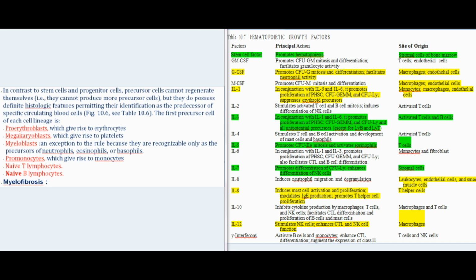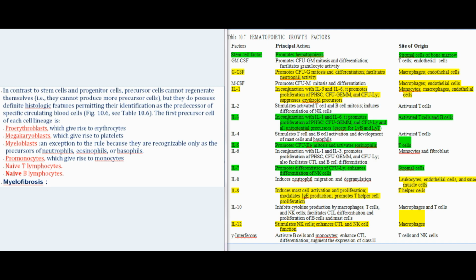see Table 10.6. The first precursor cell of each cell lineage is proerythroblasts, which give rise to erythrocytes, megakaryocytes, which give rise to platelets, myeloblasts, an exception to the rule because they are recognizable only as the precursors of neutrophils, eosinophils, or basophils. Promonocytes, which give rise to monocytes, naive T lymphocytes.